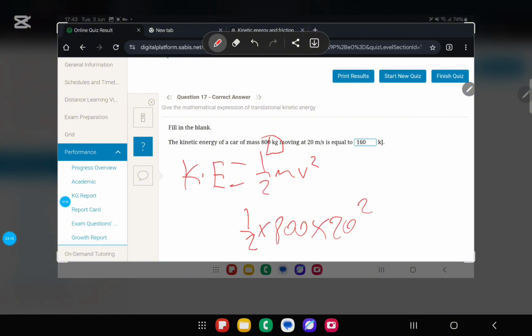Do this on the calculator. 800 times 20 squared divided by 2, you get 160,000. I want it in kilojoules though, right? This is in joules. So we divide this by 1,000. So it's going to be 160. And indeed, it is 160 kilojoules.